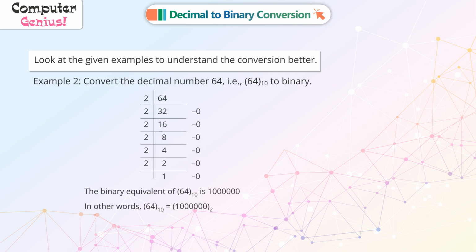Example 2. Convert the decimal number 64, that is 64 base 10, to binary. The binary equivalent of 64 base 10 is 1000000. In other words, 64 base 10 is equal to 1000000 base 2.